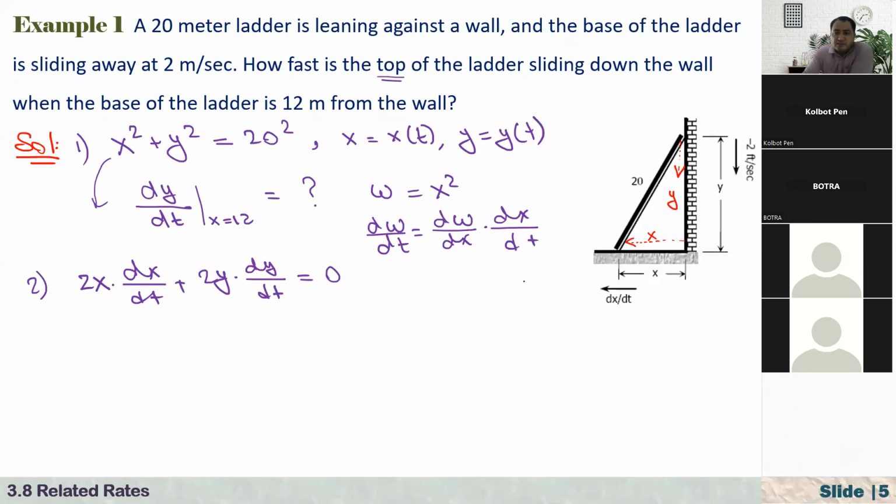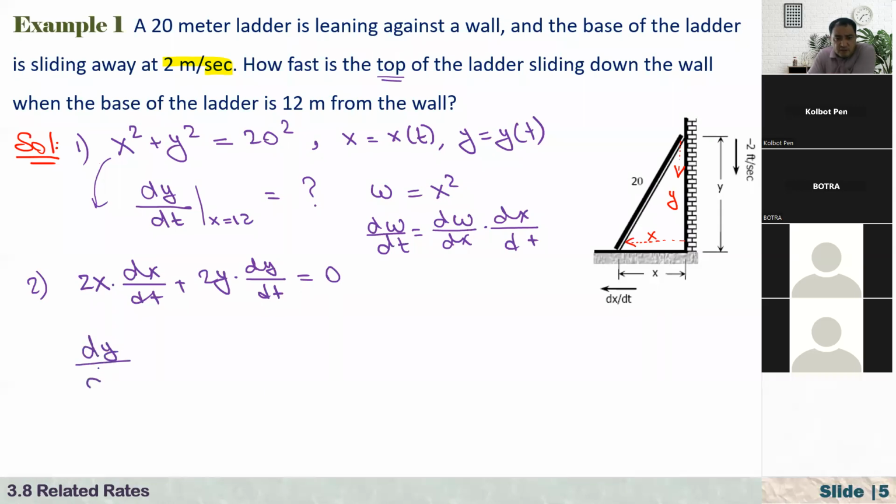Now the question is saying that the base of the ladder is sliding away at 2 meters per second, right? It is increasing, this x, that's why it will be positive. Now you will see that when we solve this, dy/dt will be negative. So actually, when x equals 12, we need to find dy/dt.